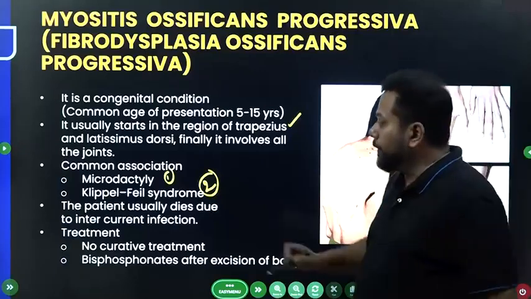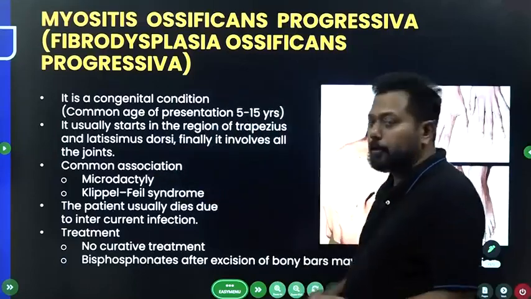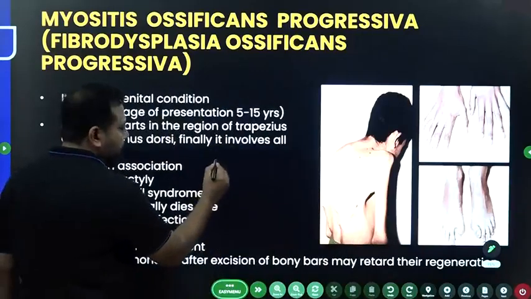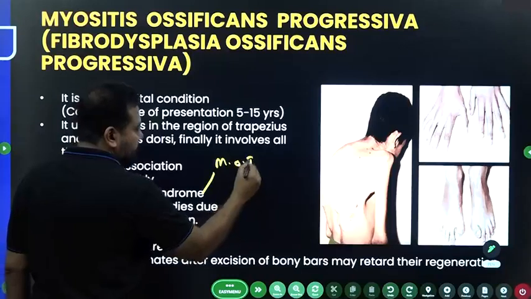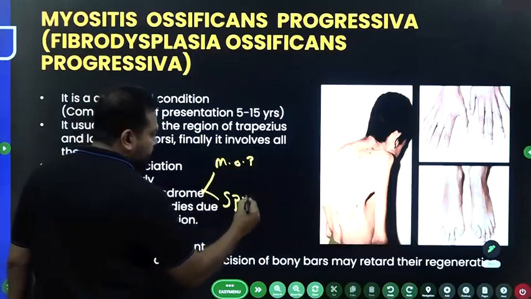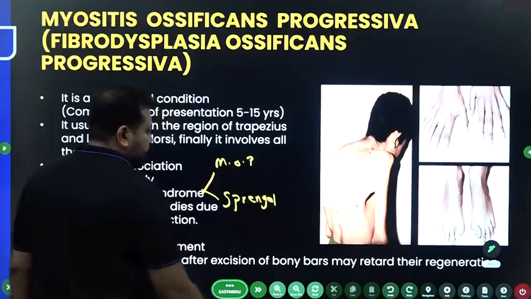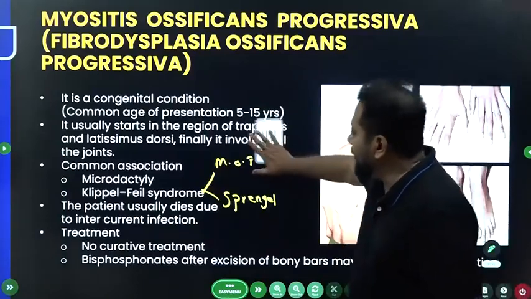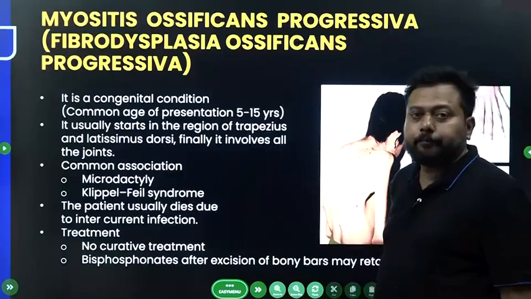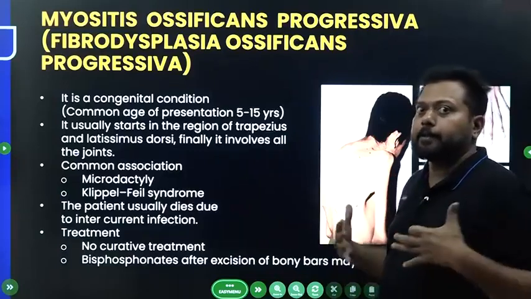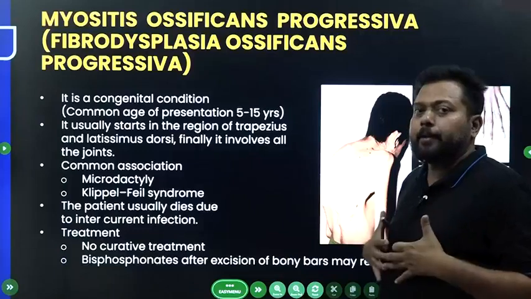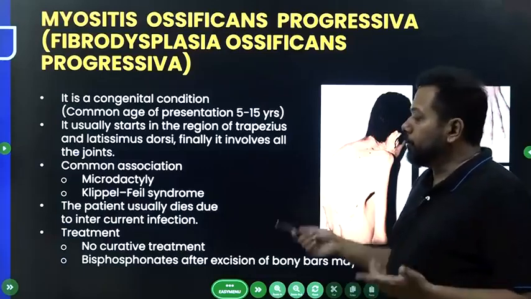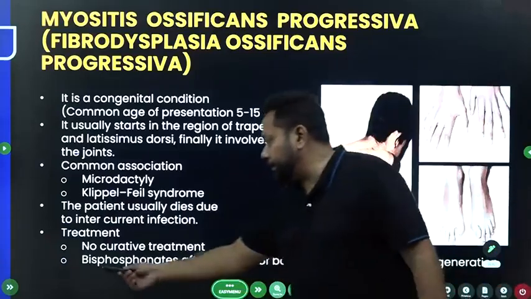So whenever the word Klippel-Feil syndrome comes up in orthopedics, congenitally fused cervical vertebrae, it is associated with two things: myositis ossificans progressiva, and Sprengel shoulder. And the patient usually dies of intercurrent infection. Because the muscles, everything is invaded by this myositis, they will usually die of respiratory failure, respiratory infection. So there is no definitive curative treatment for this condition.